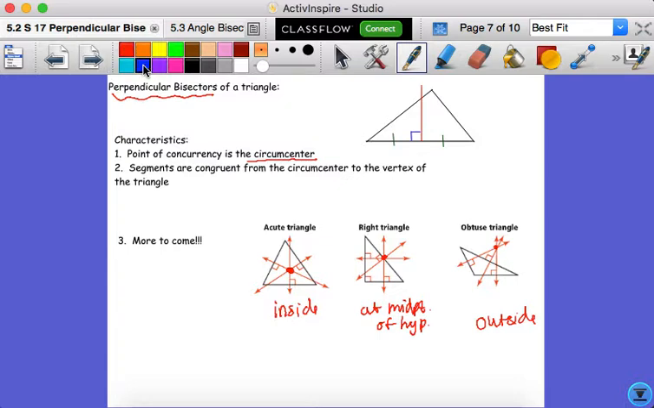There's one final little piece here that says segments are congruent from the circumcenter to the vertex. So from here to the vertex is the same as from here to the vertex is the same as from here to the vertex. Same thing here, same distance, and same distance. And here as well, same distance. So that's a key property of a circumcenter, that it is the same distance to every vertex.